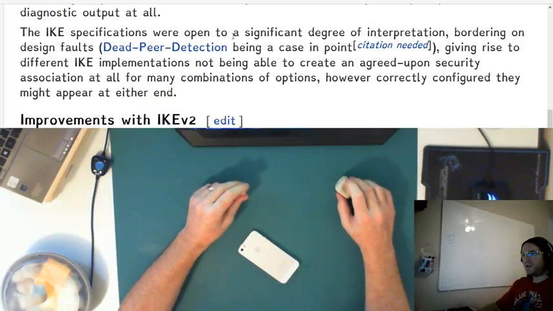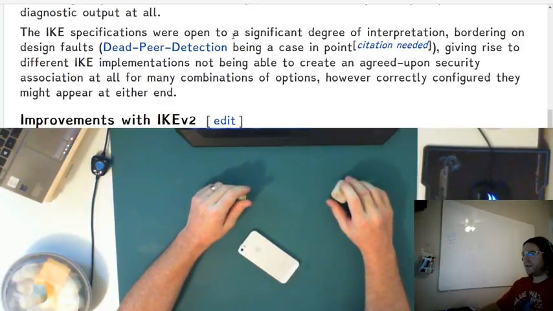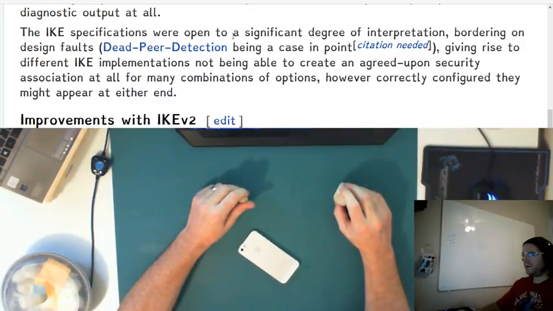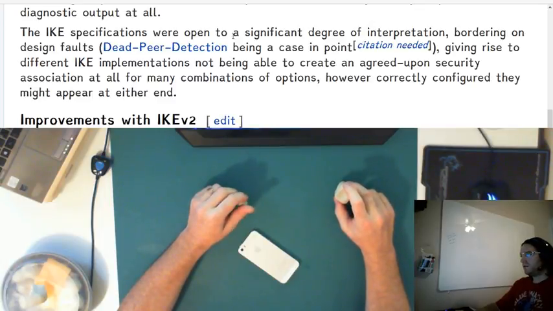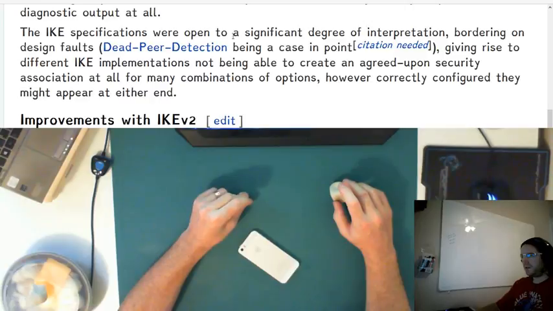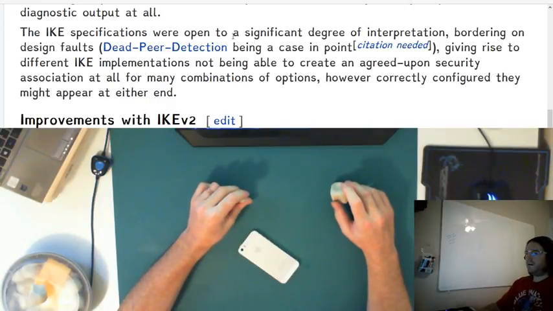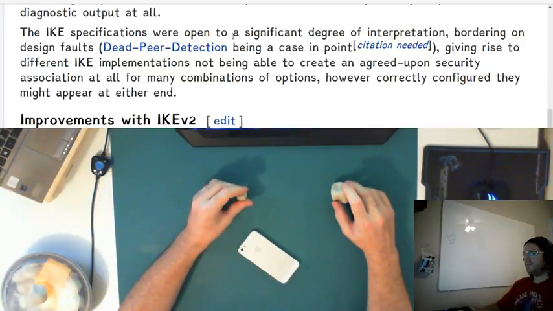The IKE specifications were open to a significant degree of interpretation, bordering on design faults. Dead peer detection is a case in point, giving rise to different IKE implementations not being able to create an agreed upon security association at all for many combinations of options, however correctly configured they might appear at either end.